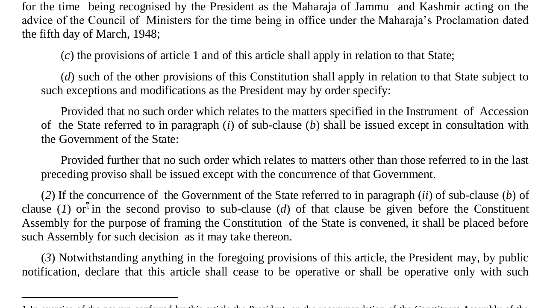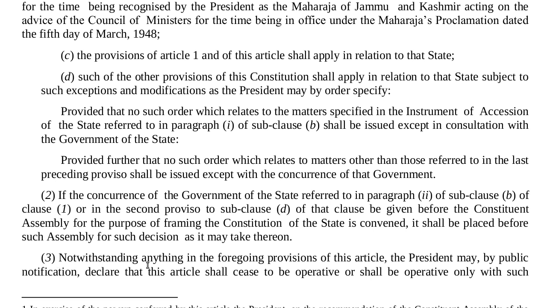of the government. 2. If the concurrence of the government of the state referred to in paragraph 2 of sub-clause B of clause 1 or in the second proviso to sub-clause D of that clause be given before the Constituent Assembly for the purpose of framing the Constitution of the state is convened, it shall be placed before such assembly for such decision as it may take thereon.